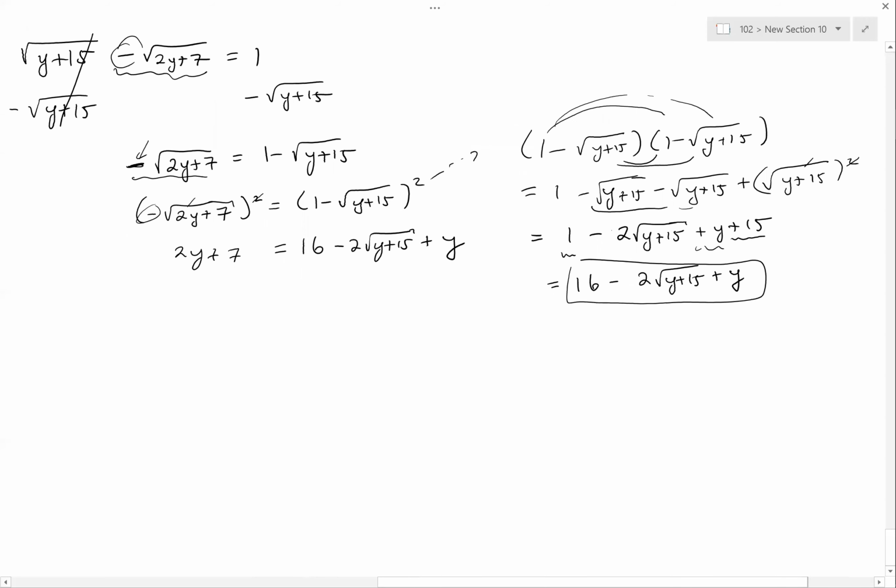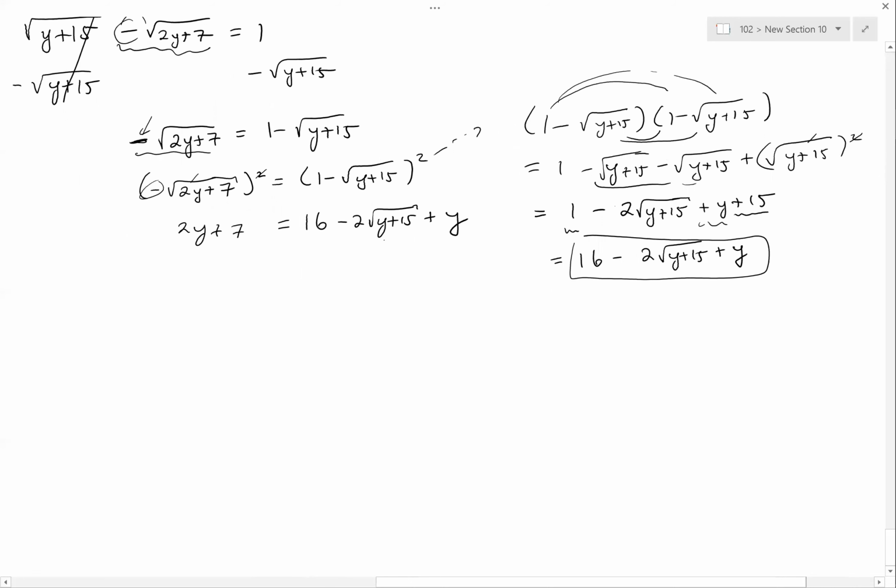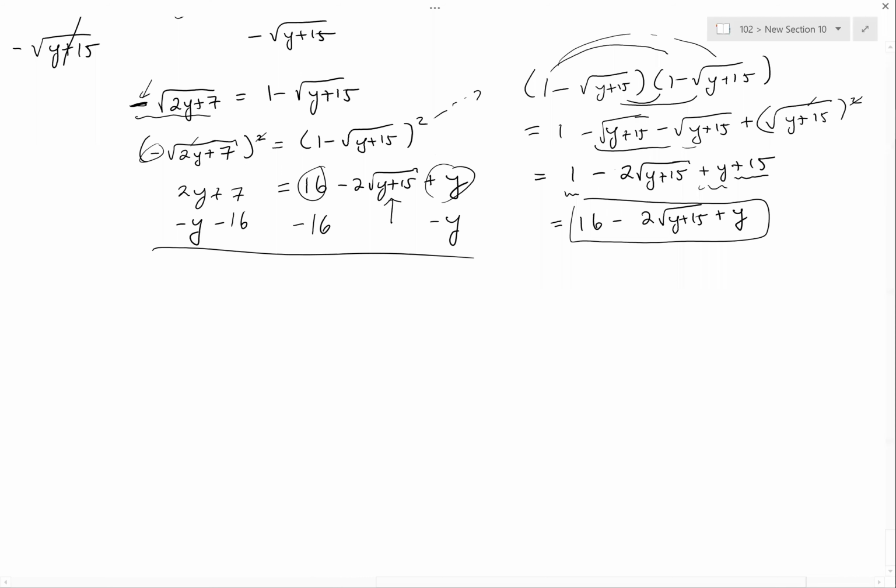So just like the previous example, which was kind of botched, this has a radical that remains, so I'm going to solve for that radical, which means I want to get rid of the 16 and the positive y from this side, so I'm going to subtract the 16 and subtract the y. If I do that, on the right-hand side, I'll be left with that -2 square root of y plus 15. On the left-hand side, I'll have that y, and 7 minus 16, minus 9.